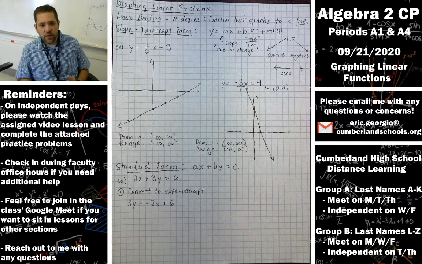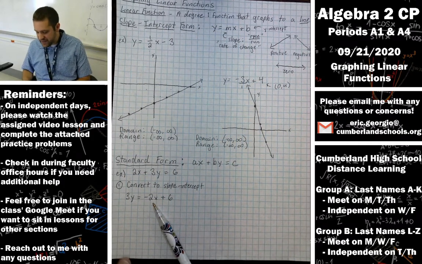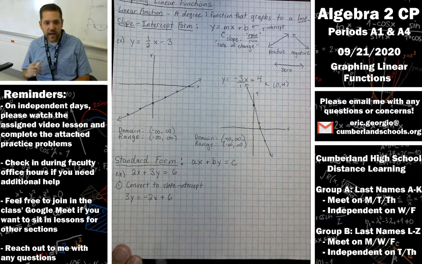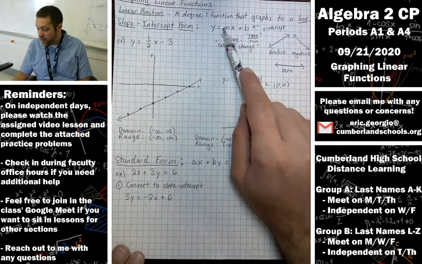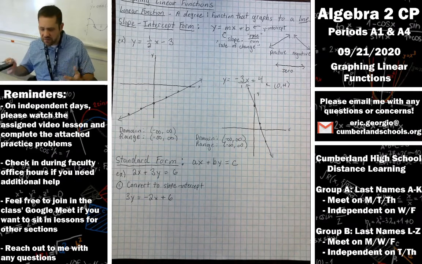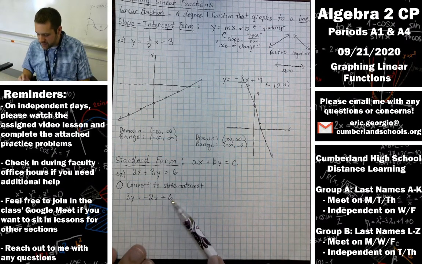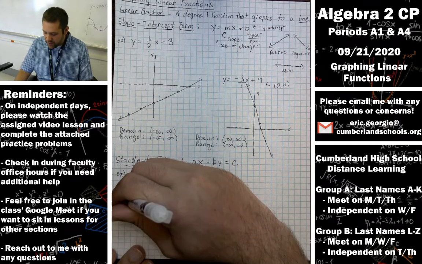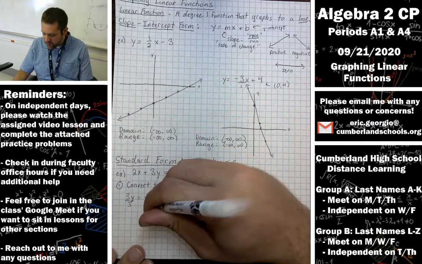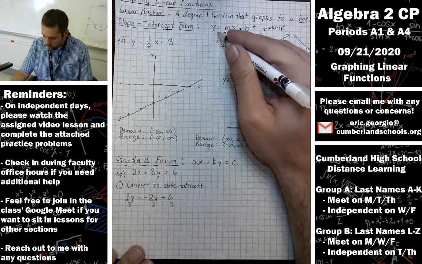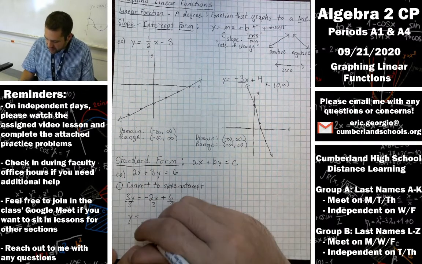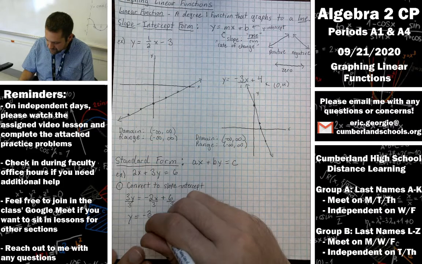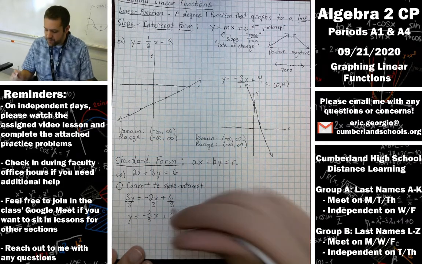You may notice that I opted to write this as negative 2x plus 6 as opposed to 6 minus 2x, because I'd like to have it in that order to be a little more comfortable. And then I can divide by 3 on both sides to get y by itself, because I don't want 3y equals. I want 1y, regular old y equals. That gives me y equals negative 2/3 x plus 2.